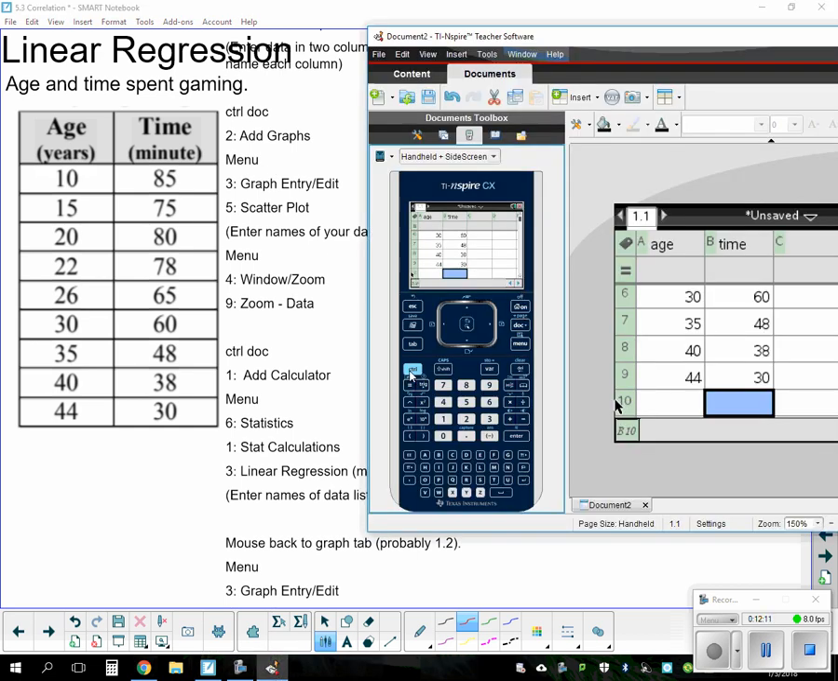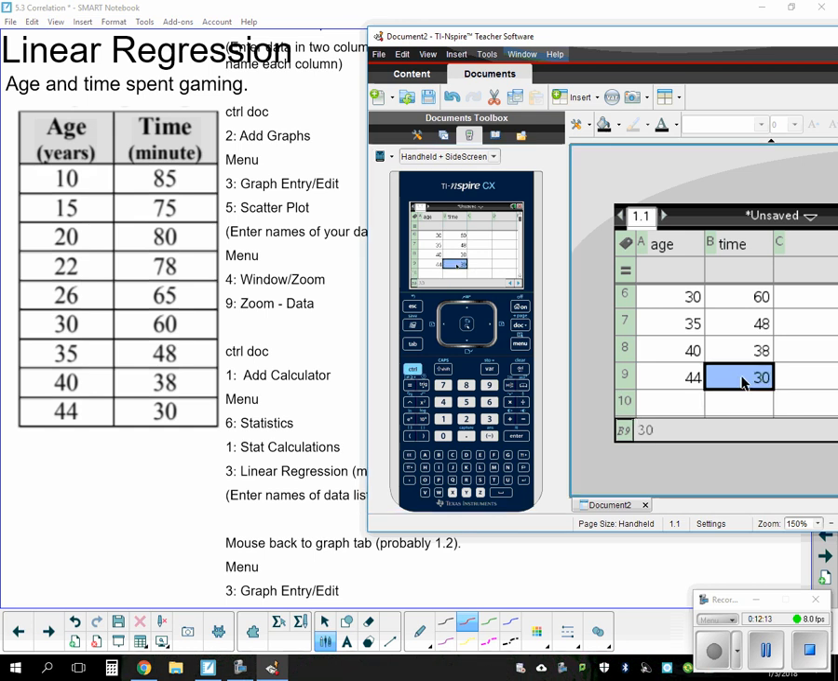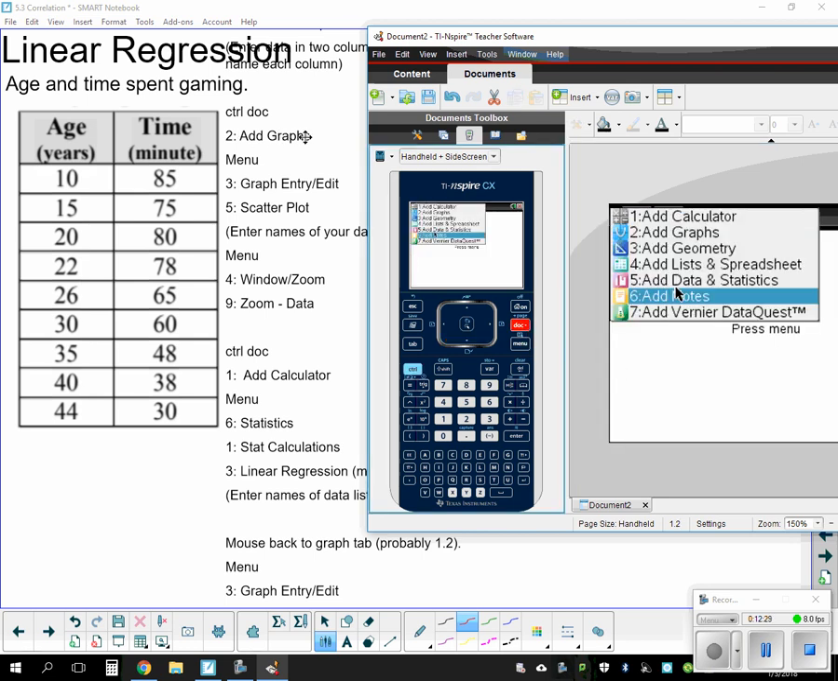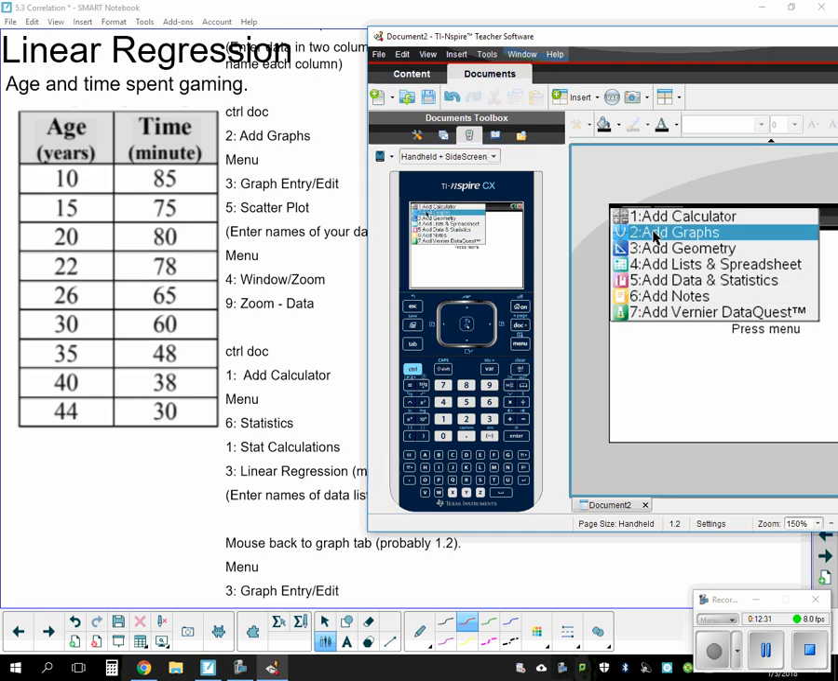Control. Oh, and another piece of information here. If you leave it like this, your calculator is not going to use that piece of data. So you want to always make sure you either press enter or arrow down and get off of that so that it actually enters that into your data. Okay, so then control doc, 2, we want to add graphs.